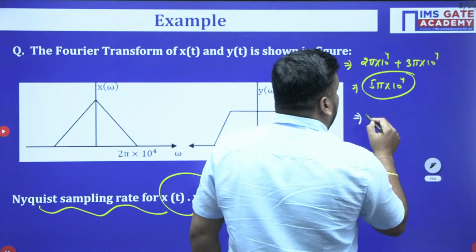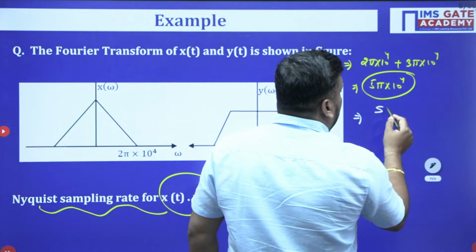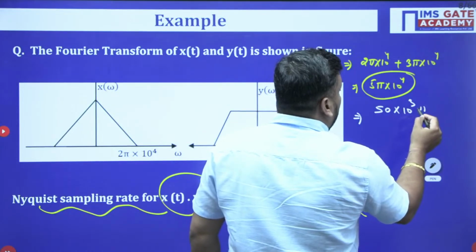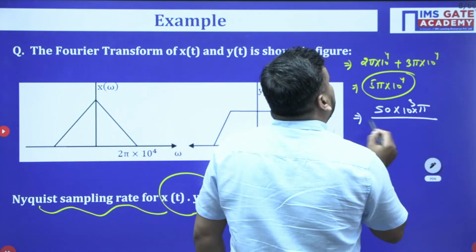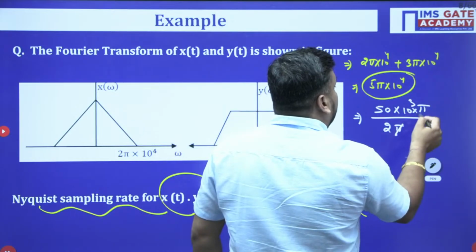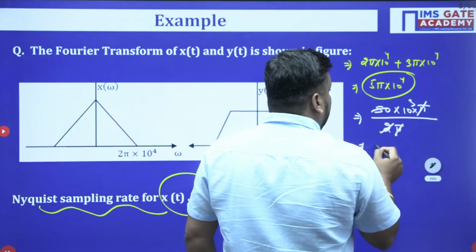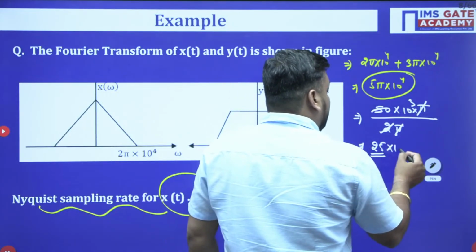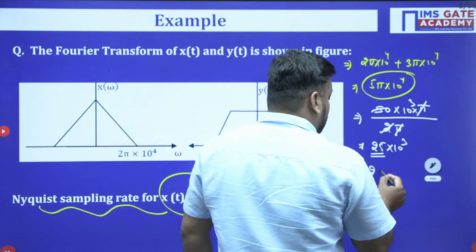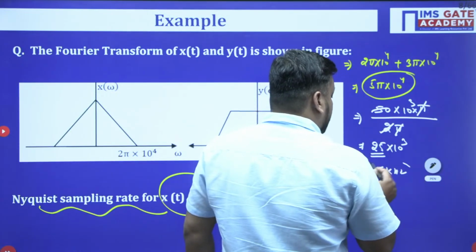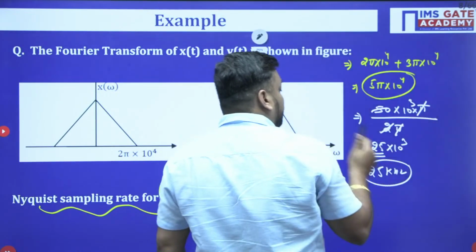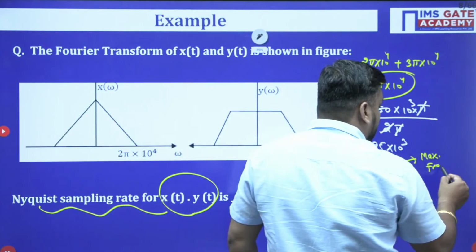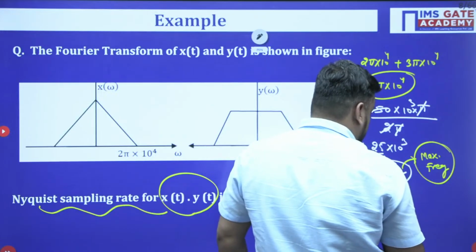what will I get, guys? Don't you think I will get 50 into 10 to the power 3 into pi upon 2 pi. So pi gets cancelled and 2 is cancelled with 50, giving 25. Yes or no? So it is 25 into 10 to the power 3, that is 25 kilohertz. And 25 kilohertz is my maximum frequency.